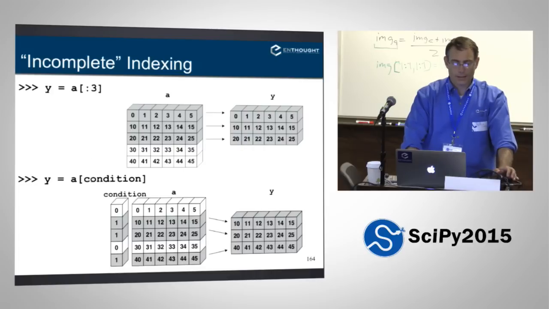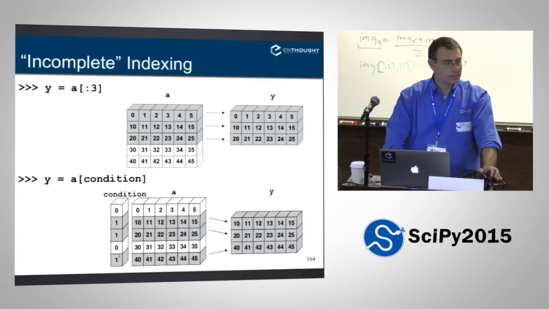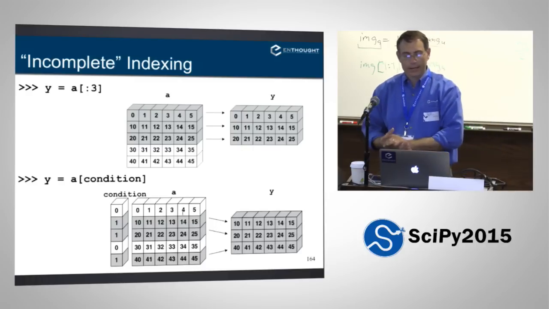If, on the other hand, this is some mask that we've set up, a Boolean condition like 0, 1, 1, 0, 1, this is only going to grab the rows out of A that match the ones. So this will pull those values out and stick them in a new array for you called Y. Cool? This is really handy. We're going to do an example right now.